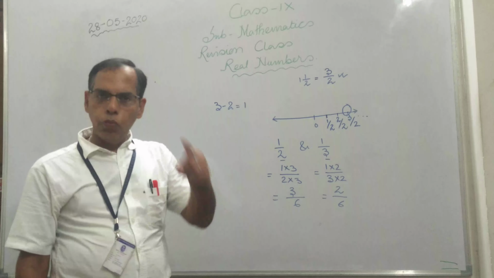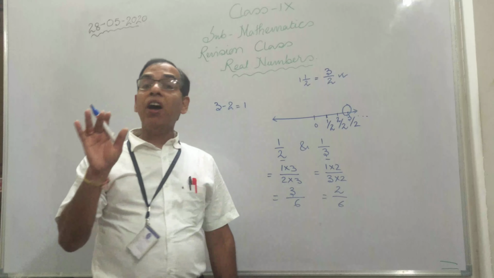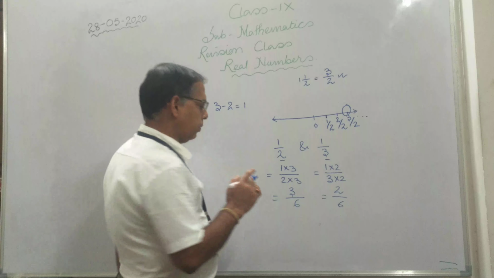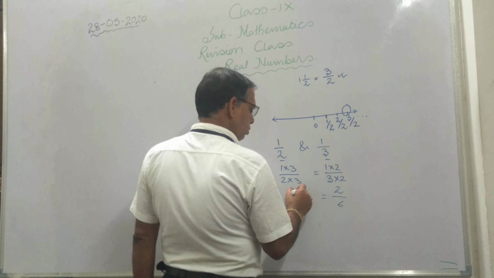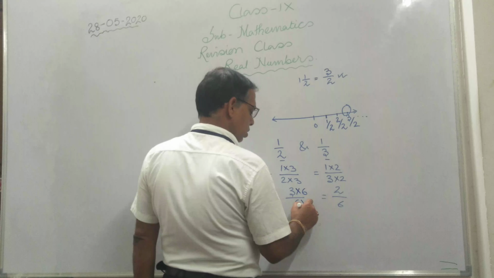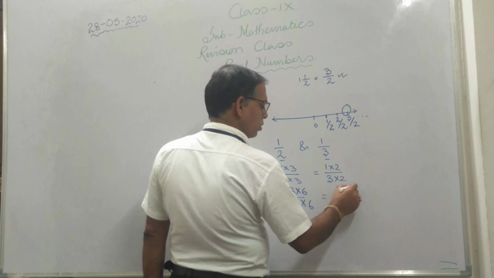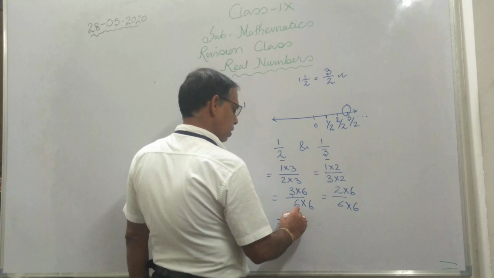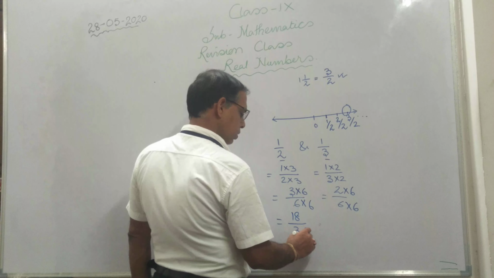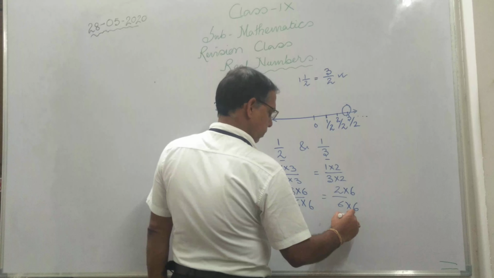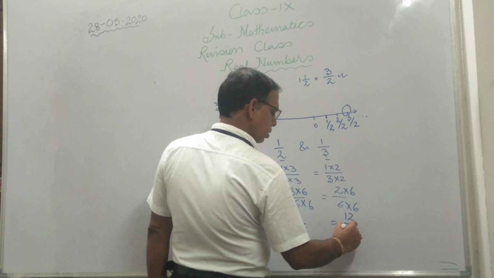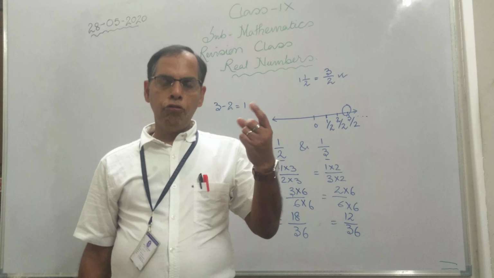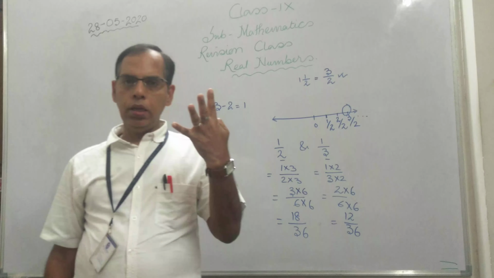So let us see. Suppose I need 5 rational numbers between 1 by 2 and 1 by 3. Then what we have to do? Multiply by 6, 6, 6, 6. Then it is 18 by 36, and here it is 12 by 36. Now you count: 13, 14, 15, 16, 17.